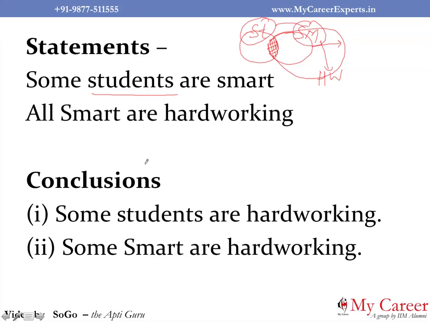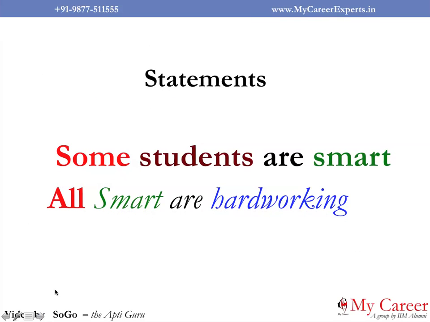Now let us look at the conclusions. Some students are hardworking. From here we see some students are hardworking. Yes, this is true. Some smart are hardworking. Yes, this is also true. So both the conclusions are true, so my answer will be E, where it says both conclusions follow. Let us go to the next question.